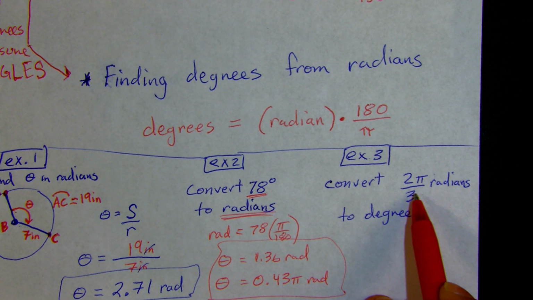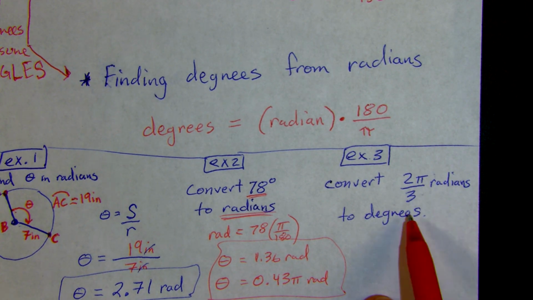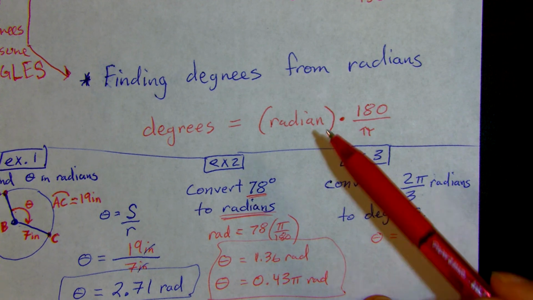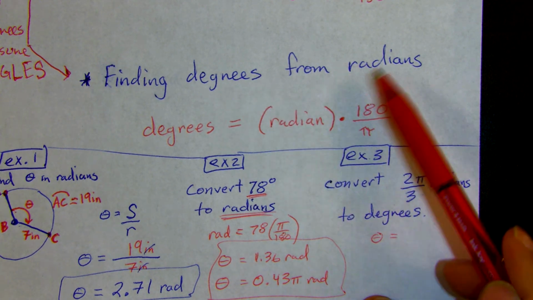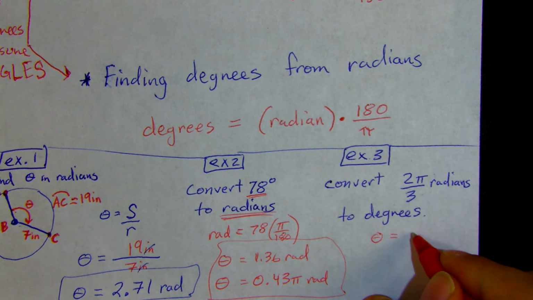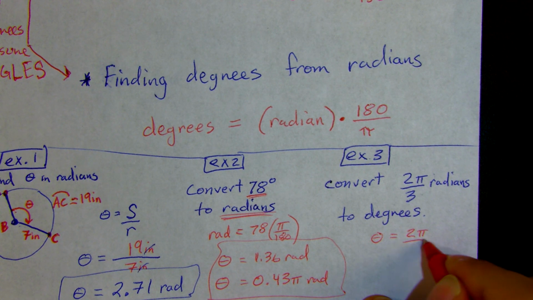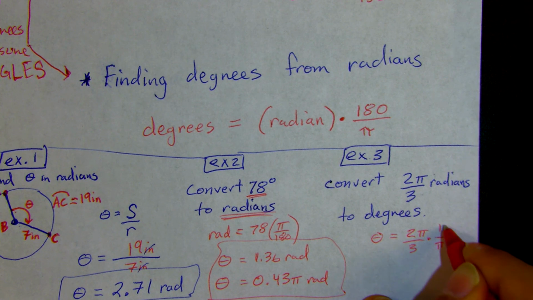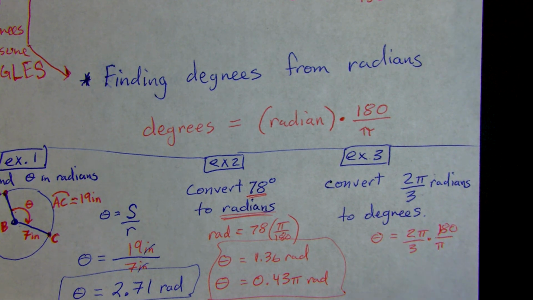And finally, convert 2 pi over 3 radians to degrees. So I'm going to go ahead and set up theta is going to be equal to, let's see, we have it right here, finding degrees from radians. You put your radian in there, 2 pi over 3, and we're multiplying it by the fraction 180 over pi. Go ahead and cancel out what you can before you take your next steps.